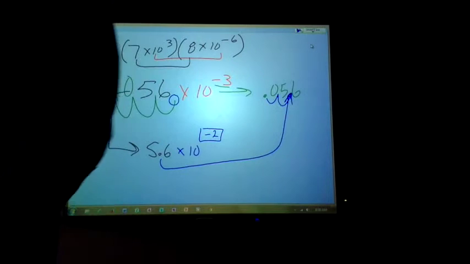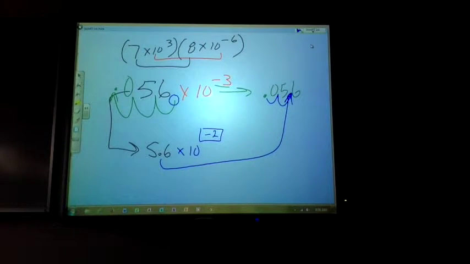We got probably time for one more question off this worksheet. Yeah? 26. How much? 26. 2.6? Okay. Good one.